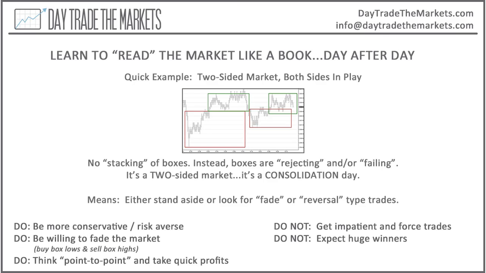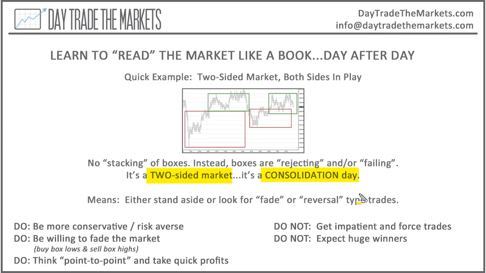Now compare that to a day like this where it's a two-sided market where both sides are in play, okay? We don't have stacking selling boxes. A box fails. We don't then have a stacking buying box. The market just kind of gets contained within these boxes, and it's a choppy day on the whole. Again, what is that telling us? It's telling us a couple of things. Number one, it's a two-sided market. Both sides, buyers and sellers, are in play. It's a consolidation type day.